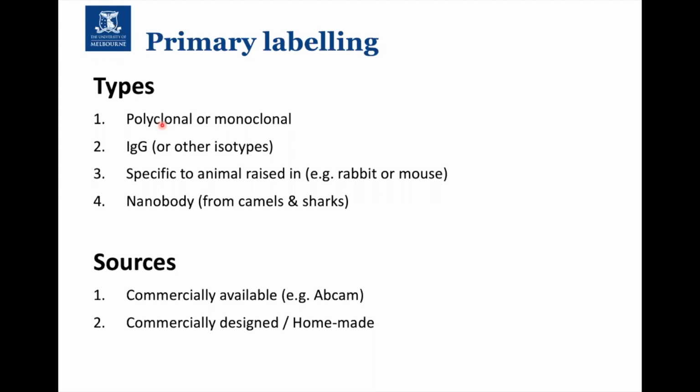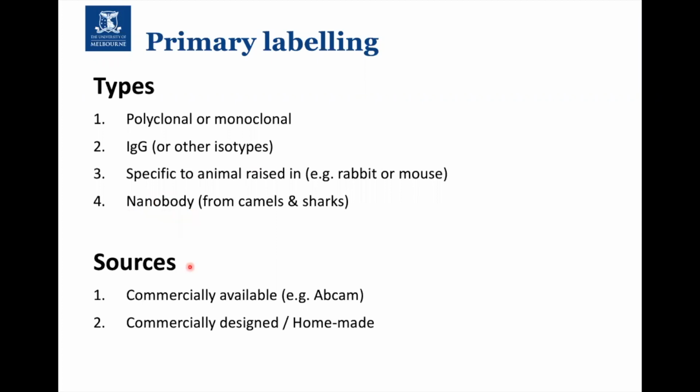We need to be aware of the isotype of the antibody that you're using. We also need to be aware of what animal it was raised in, especially if we're using the indirect method, because we need to know that for the secondary antibody that we'll be using. One other thing that's coming more and more into use now is the use of nanobodies. These are very, very small antibodies from animals such as camels, alpacas, sharks, that type of thing. And these are very useful, especially when we come to do things like super resolution microscopy.